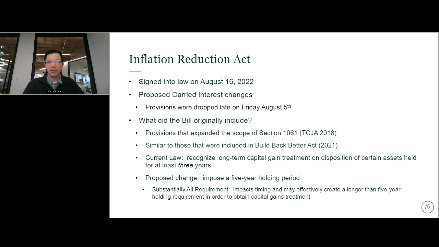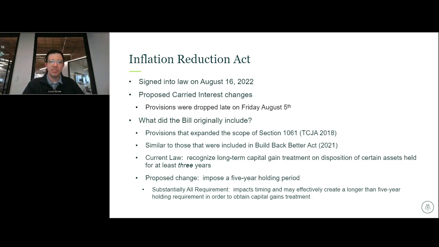So let's refresh on current 1061 guidance real quick. As most of you know, we get long-term capital gain treatment on disposition of certain investments held for at least 3 years now. Again, that was new in 2017, or starting in 2018. The proposed change in the Inflation Reduction Act was moving that three-year period to a five-year holding period. And that might sound a little innocuous on the surface, but you might think, well, it could be worse. But the devil's in the details, like everything else.